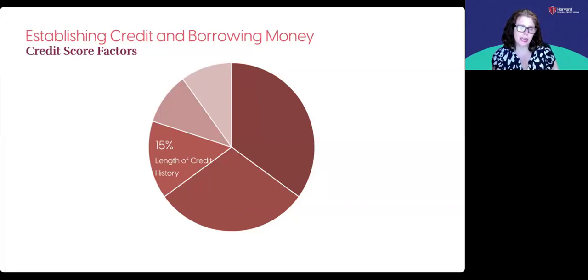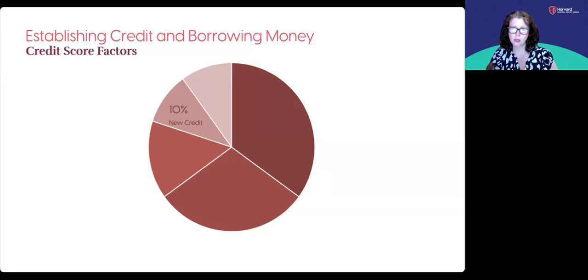Then, length of your credit history. This is going to look at the age of your oldest account. So typically we advise you to keep your oldest credit card open if you can, because that's going to show a longer credit history, particularly when you're new to the US. Like if you got a credit card, even if you paid it off, I would suggest you keep it open, just to give that length to your credit history.